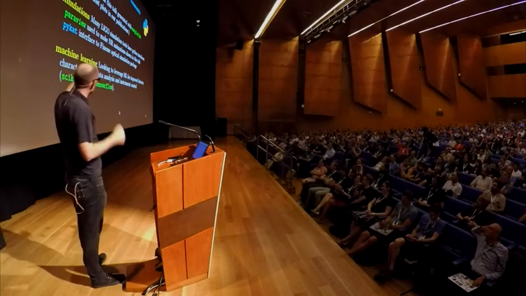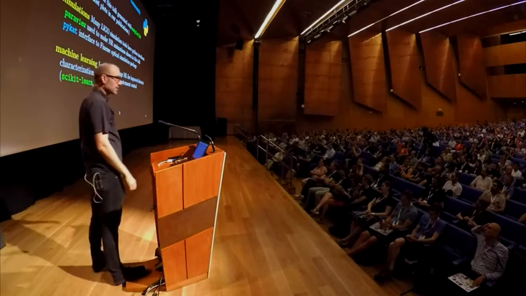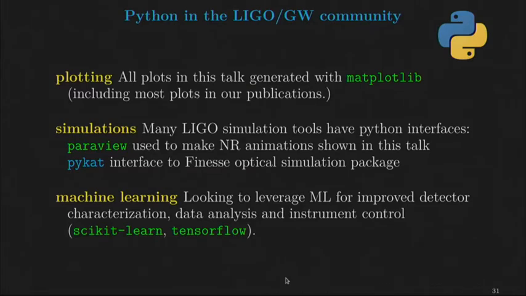Simulations, we do lots of simulations like the SXS collaboration that made those really cool animations. They use a Python interface to ParaView. PyCat is an interface to this optical simulation thing that we use that simulates signals in the interferometer. Of course, like everybody else in the universe, we're trying to get into machine learning. We're a little bit behind the curve, but we're ramping up.